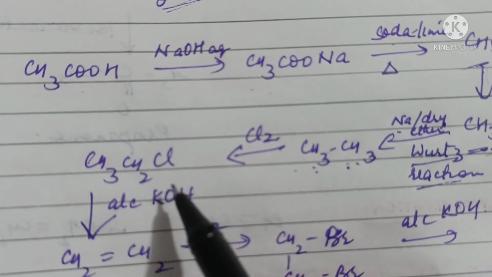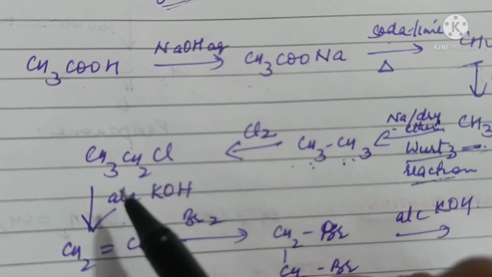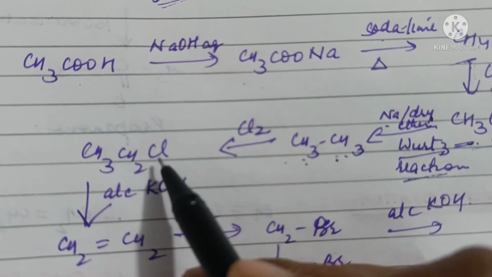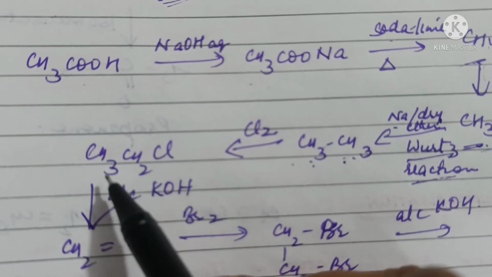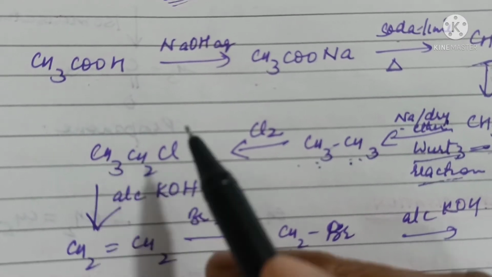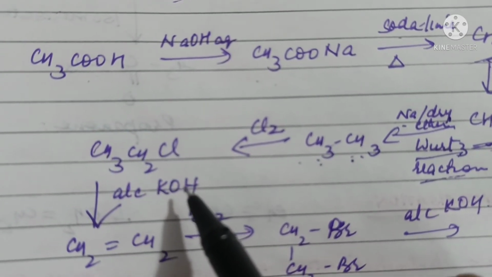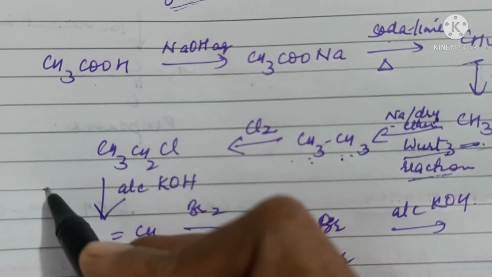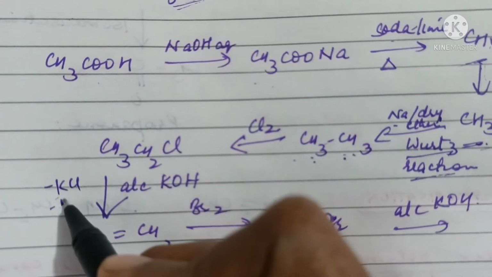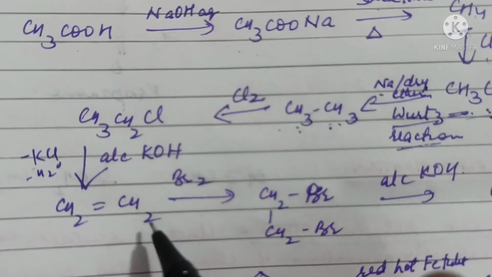This, on reaction with alcoholic KOH, will undergo elimination. 1 H and 1 Cl will be removed to form a double bond here. That HCl will react with KOH to form KCl and water. So minus KCl and minus water, and this gets converted to an alkene.